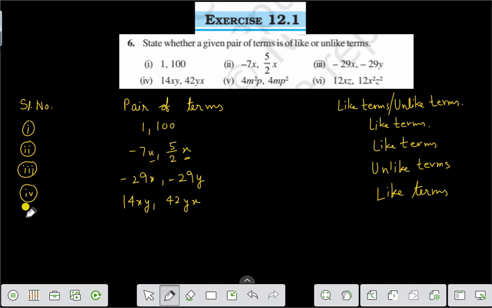Now, question number 5. Question number 5 is 4 m square p. Another one is 4 m p square. Here you see, here is m square, this is m, this is p, this is p square. The powers are different. Therefore, you can say it as unlike terms.